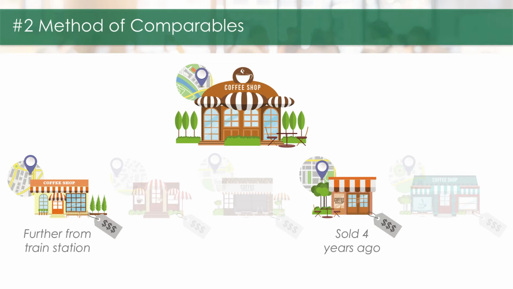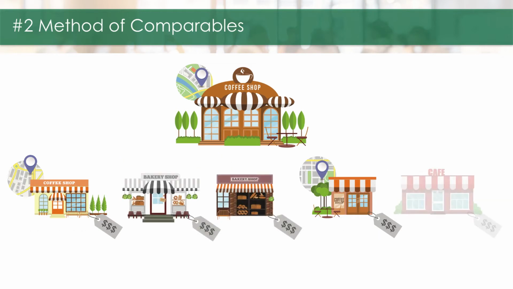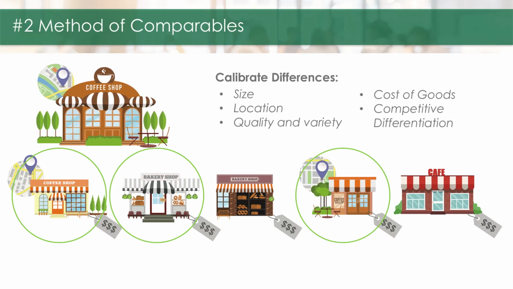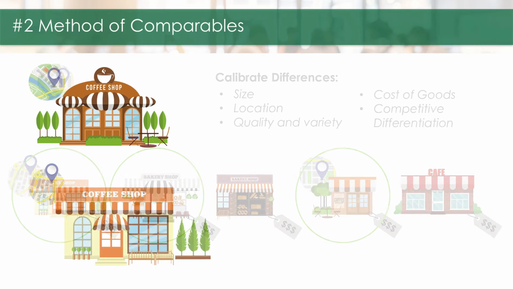Or you can't find coffee shops that have sold recently, but you can identify several bakeries or other small food retailers that have changed hands. These may indeed be more relevant for valuing your coffee shop. Anyway, once you identify the 2 or 3 comparable shops, you need to calibrate for differences in size, location, and other critical drivers of value. This is not necessarily difficult, but the data can be tricky to locate and apply.